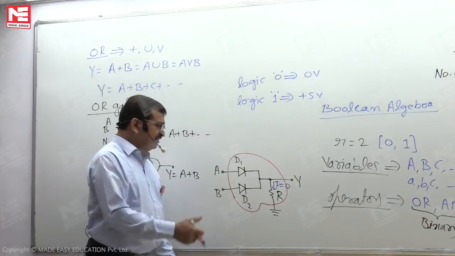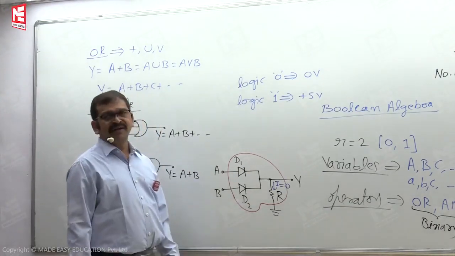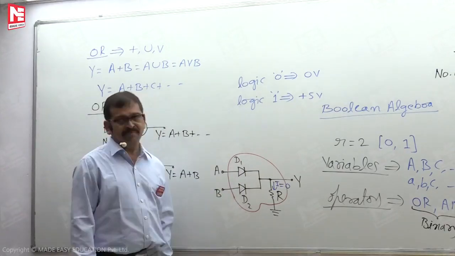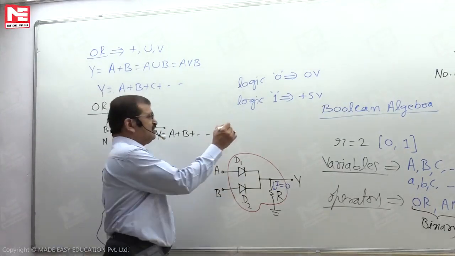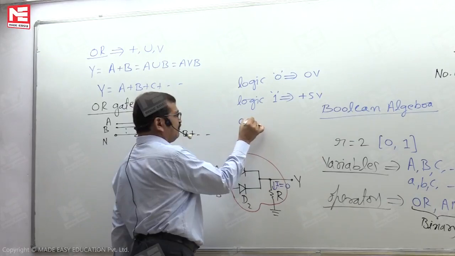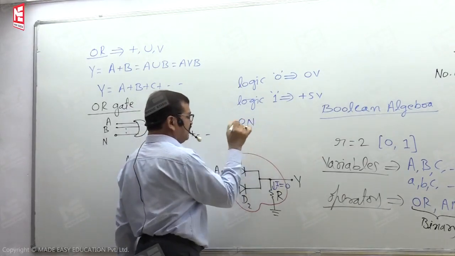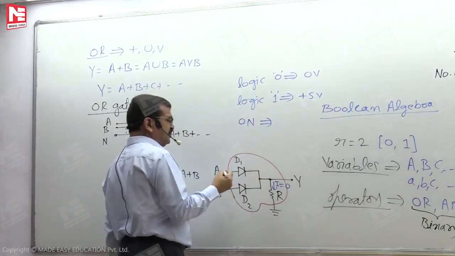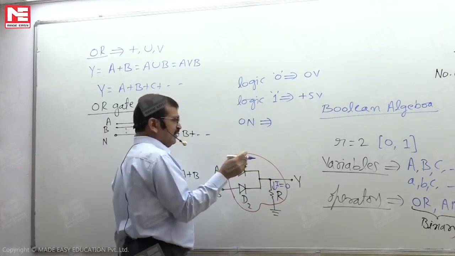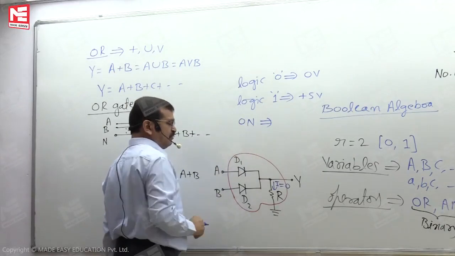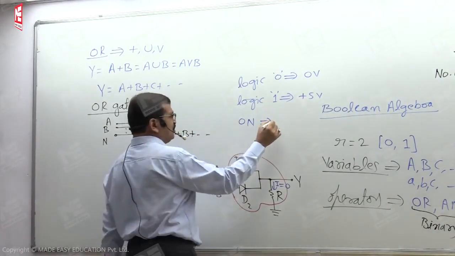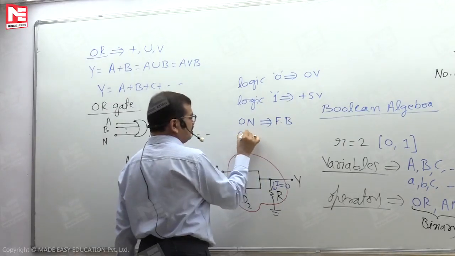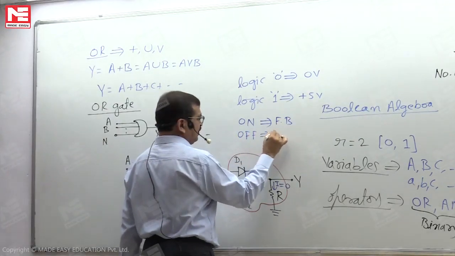If you want current through this resistor, then at least one of these diodes must be on. You might have learned a few basics of junction diodes in your 12th class or in your engineering first year. If you remember well, okay; otherwise, here is a brief review. The on state of a PN junction diode is called forward bias. The off state of a PN junction diode is called reverse bias.